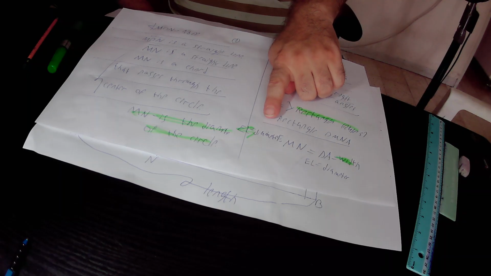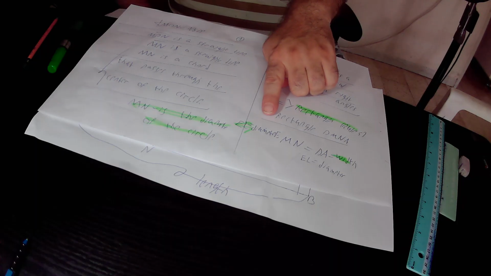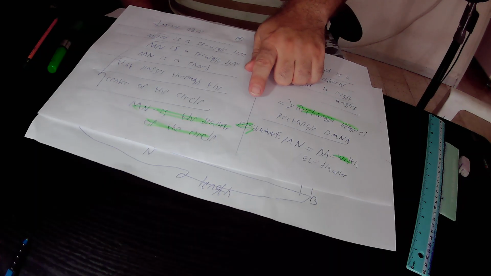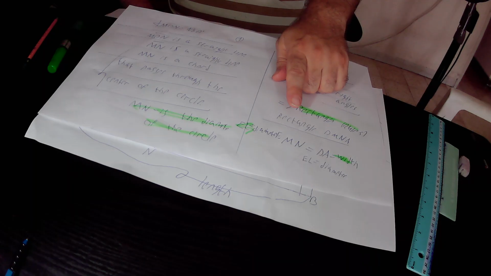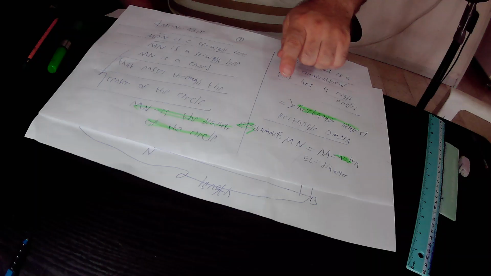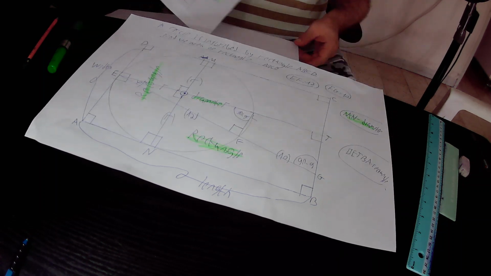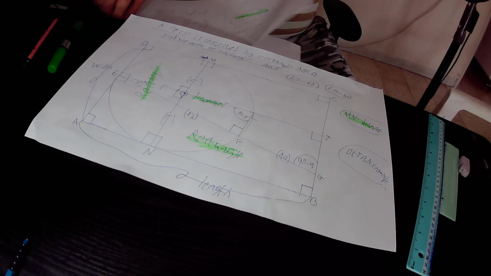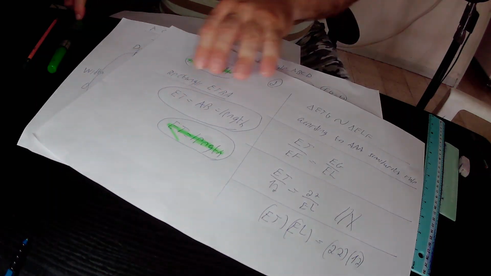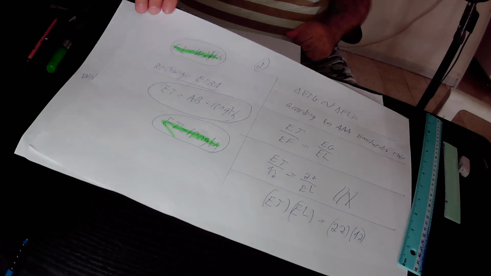We just found out that EL is the diameter of the circle. So you can write here that EL is the diameter. And from this long equation, EL equals diameter equals MN equals DA equals width. So we will derive that EL is the width of rectangle ABCD. Okay? EL is the width of rectangle ABCD.